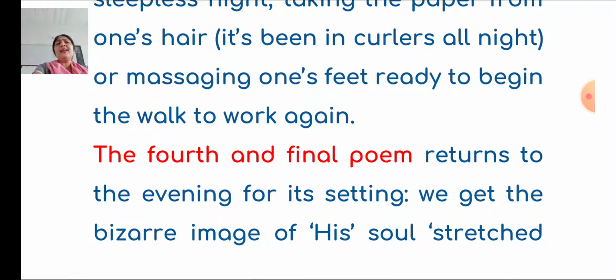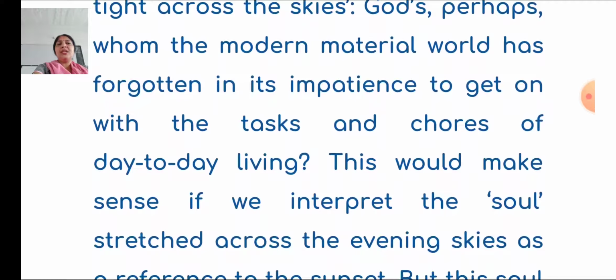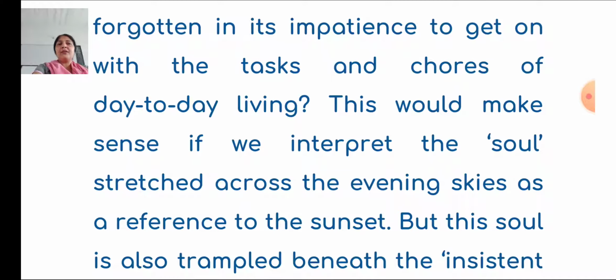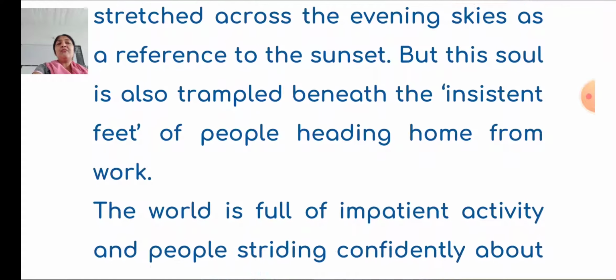The fourth and final poem returns to the evening. For its setting, we get the bizarre image of a soul stretched tight across the skies, perhaps gods whom the modern material world has forgotten in its impatience to get on with the tasks and chores of day-to-day living. This would make sense if we interpret the soul stretched across the evening skies as a reference to the sunset. But this soul is also trampled beneath the insistent feet of people heading home from work.